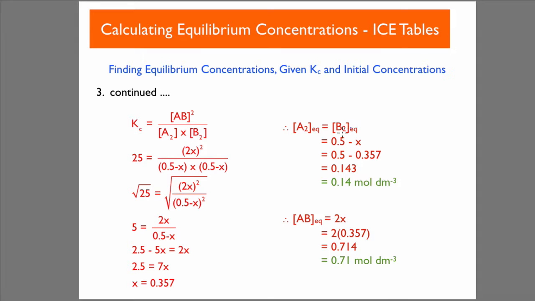Now we can calculate the concentration of A2, which of course will be the same as B2 at equilibrium. We know it was 0.5 minus x from our ICE table, so 0.5 minus 0.357 gives us 0.14 moles per decimeter cubed. And we're going to do the same thing for the concentration of AB, where we know it's 2x from our ICE table. 2 times 0.357 gives us 0.71 moles per decimeter cubed.